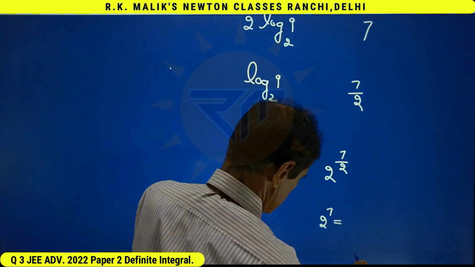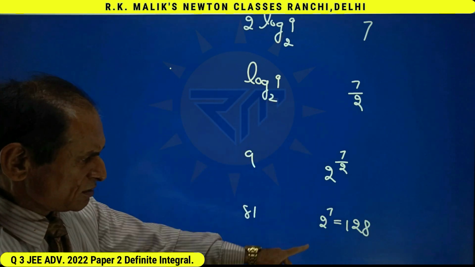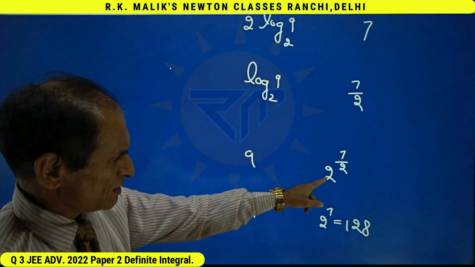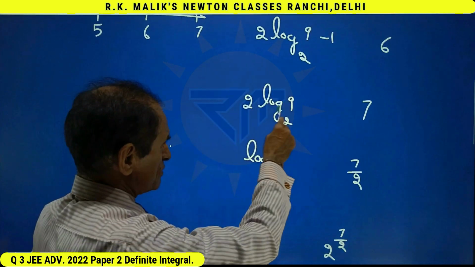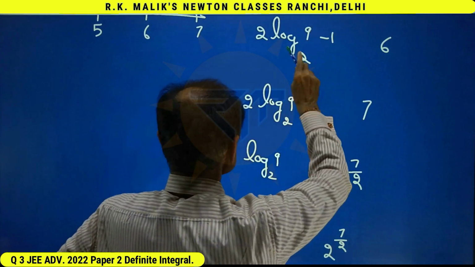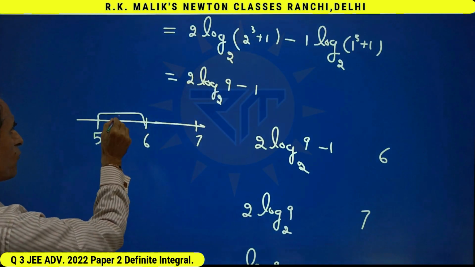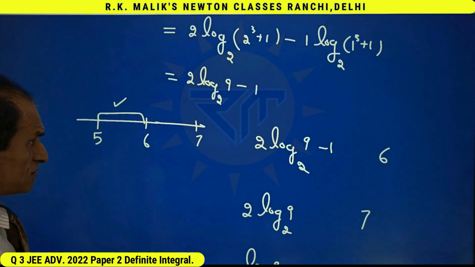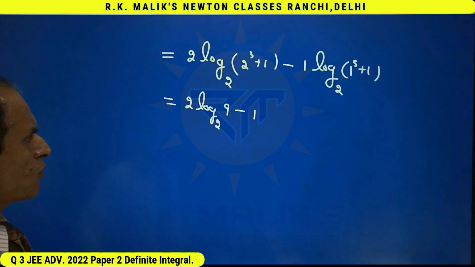We know that 2 to the power 7 is 128. That is, this is bigger than this, and therefore the value of this lies between 5 and 6. Hence, the integral part of this will become 5.